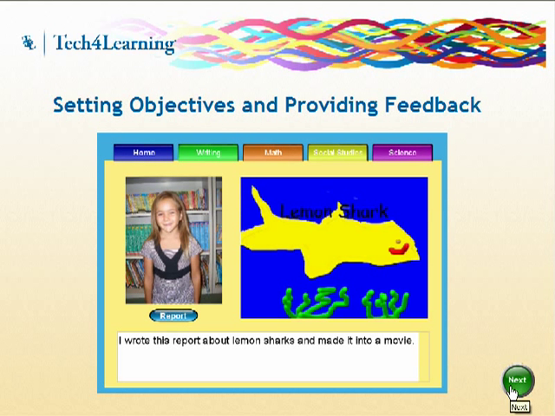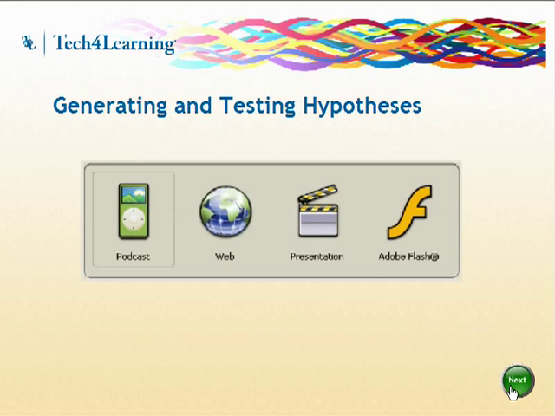For setting objectives and providing feedback, students use WebBlender to develop digital portfolios based on learning goals, including both student and teacher reflection. Using Pixie, frames, and WebBlender, students can clearly communicate their ideas, hypotheses, and conclusions using images, text, video, and narration.